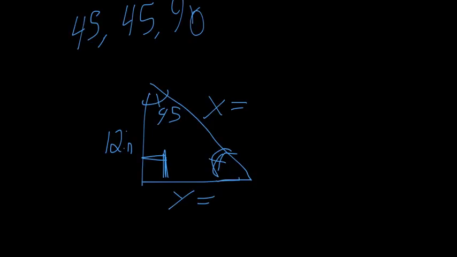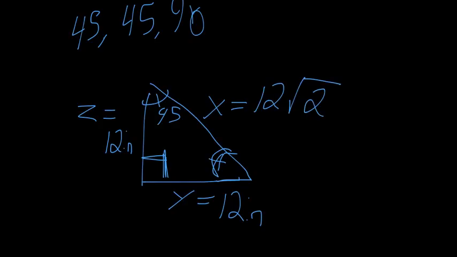Let's say this is Z, and Z and Y are base units, and so they are equal to each other. So this would also equal 12 inches. Now we know that the hypotenuse is the base unit times the square root of 2. So we automatically know that x equals 12 times the square root of 2, and that would be inches.